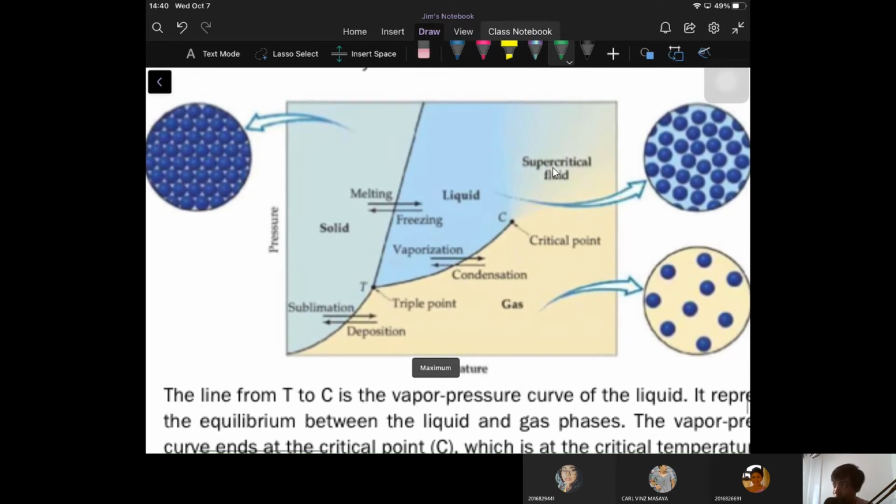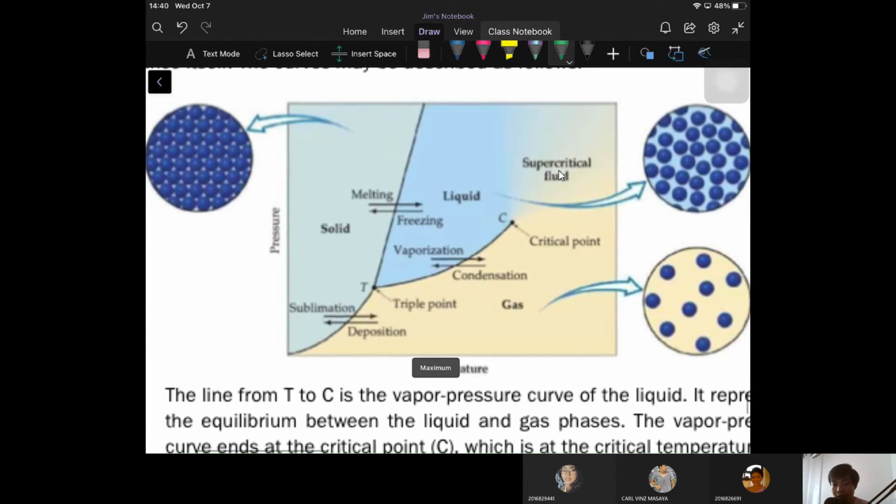Anything beyond that, you have your supercritical fluid, no? So ano meron sa supercritical fluid? Hindi mo na makikita yung difference between liquid and gas. Wala ka na makikitang difference diyan. So, magkahalo na sila. Okay?